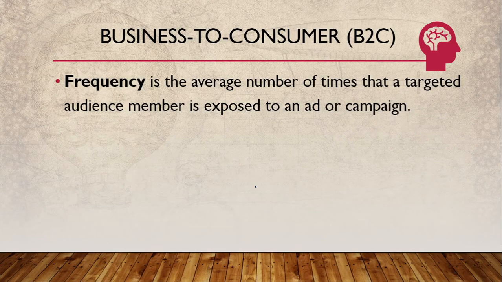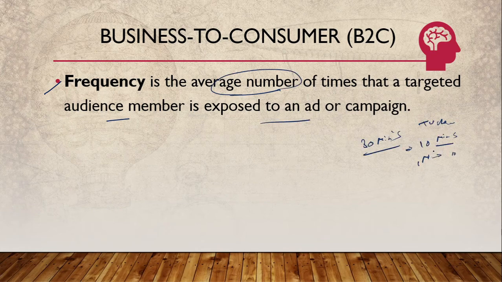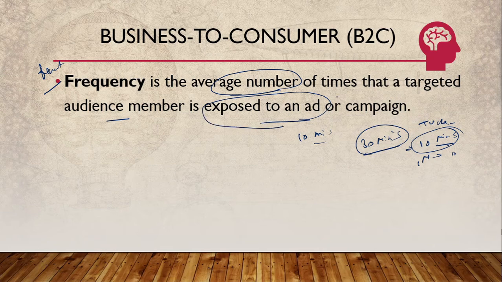Next is the frequency. In advertisement, frequency is the average number of times that a target audience member is exposed. Say the average number is 10, because you have displayed 10 minutes of your ad in this 30 minutes, and all the people were exposed. So this is the frequency, how frequently your customers are exposed to your ad. The key term here is average.